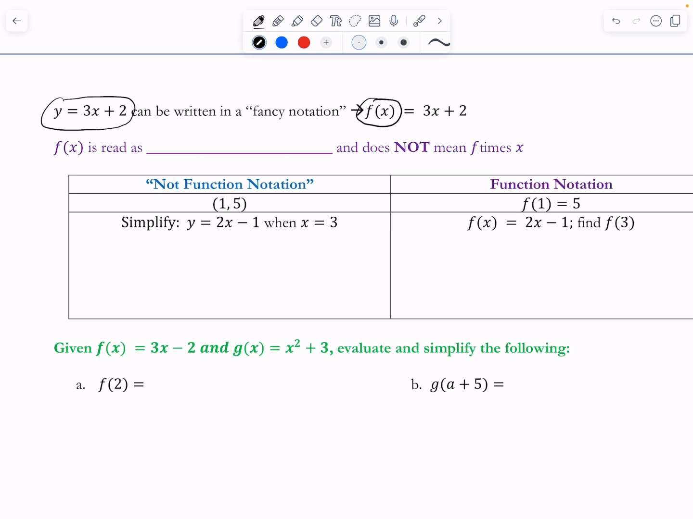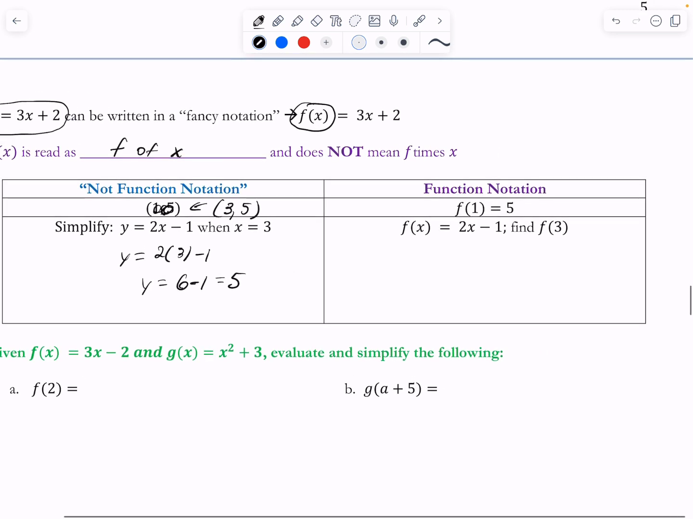So in this case, you'll notice f of x is read as f of x. We don't say f times x. And you can have g of x, h of x. We have all different letters we can use. So when you're doing the non-function notation, I'm going to just plug in that value of 3 and finish the evaluation to get 6 minus 1, which is 5. Hence the ordered pair 3, 5. Sorry, I apologize for that.